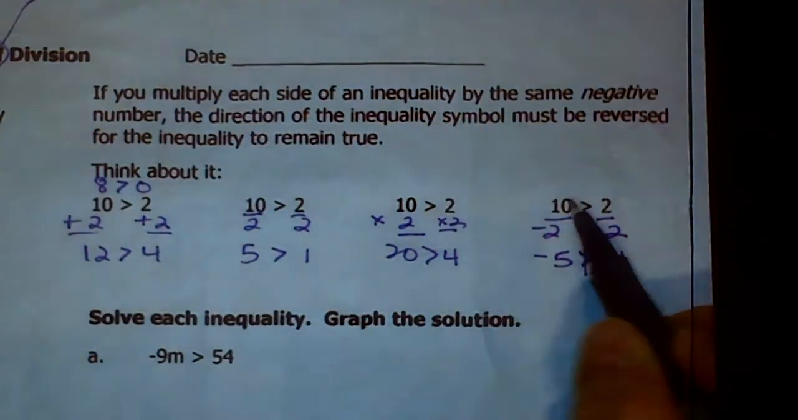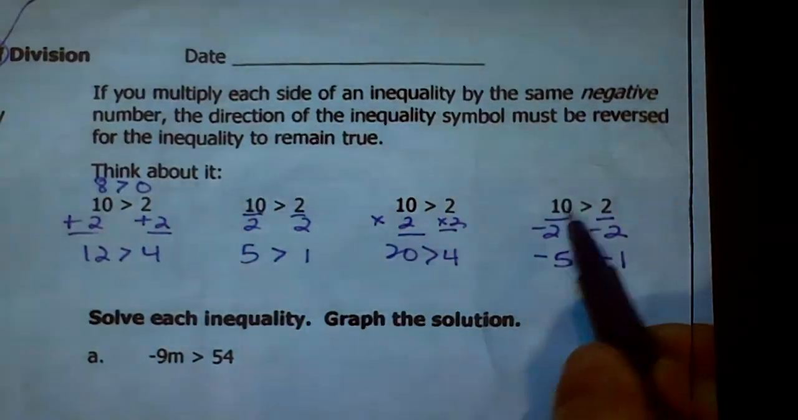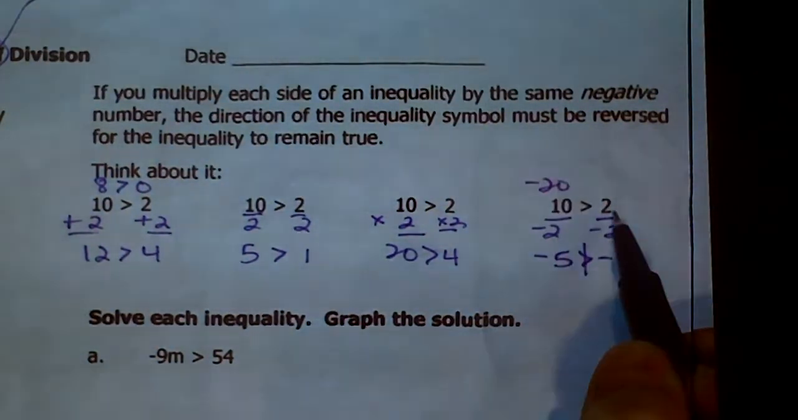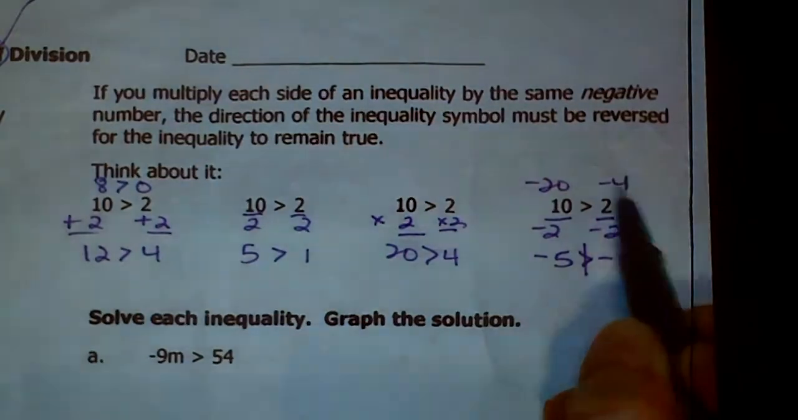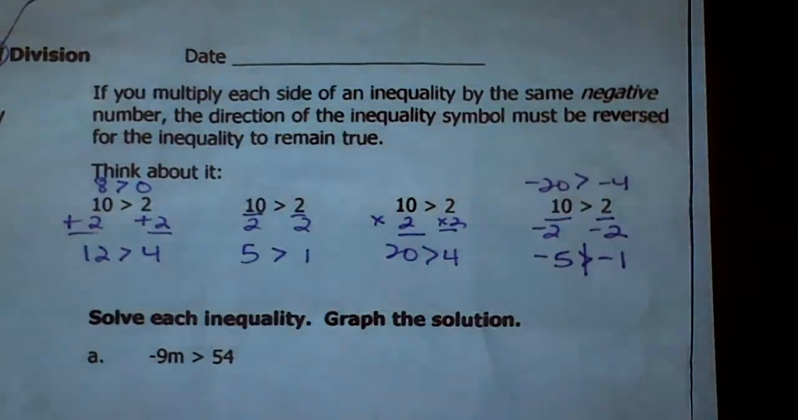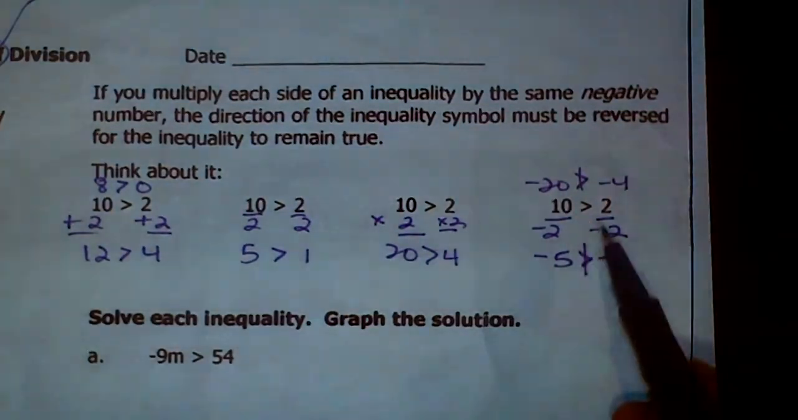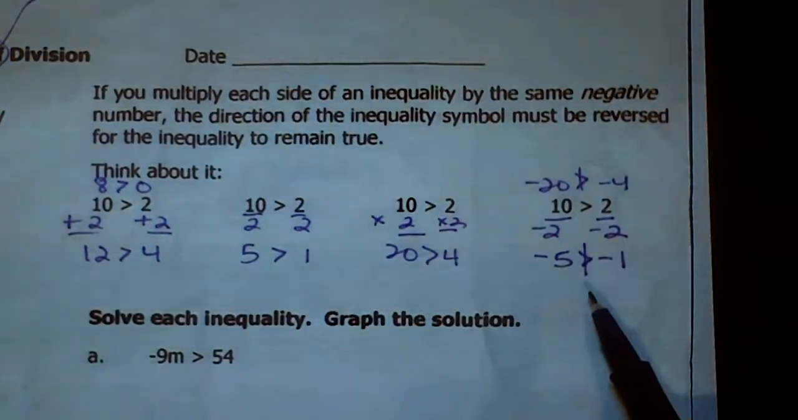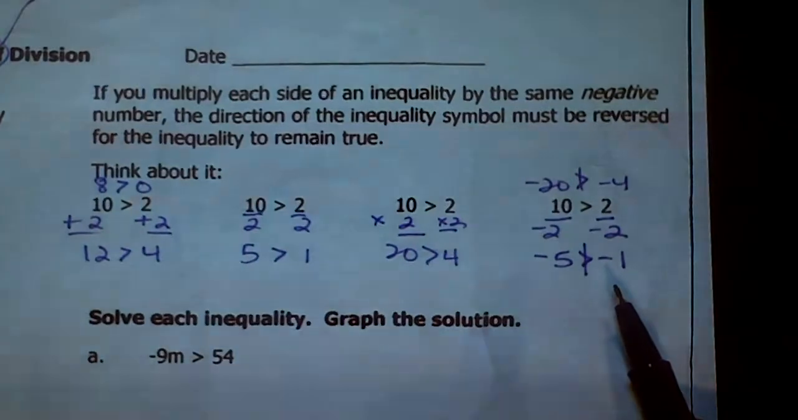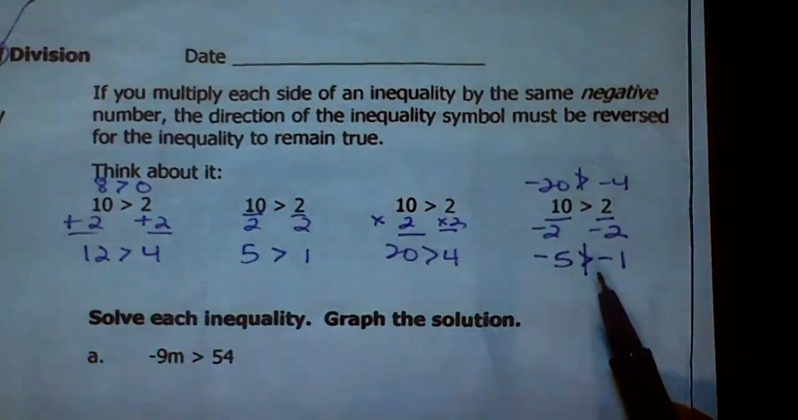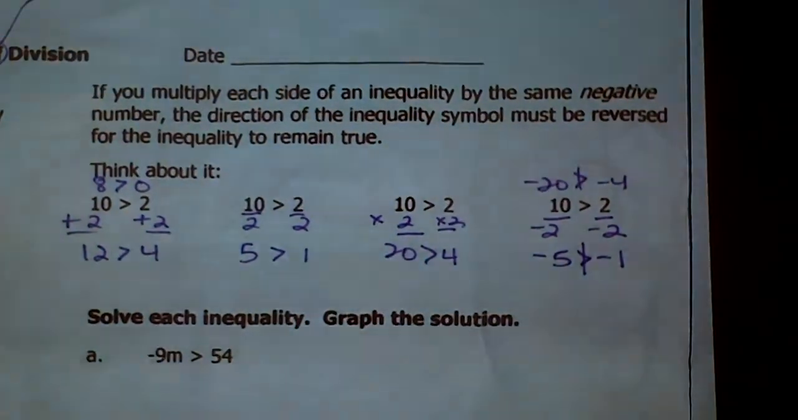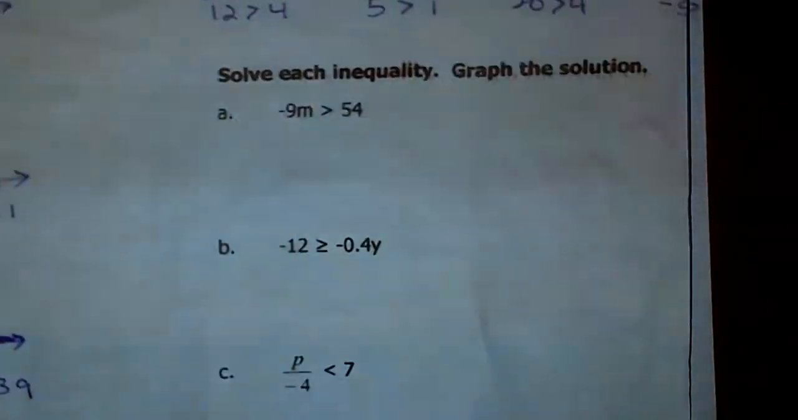Same thing if I multiply by a negative 2. 10 times negative 2 is negative 20. 2 times negative 2 is negative 4. Is a negative 20 greater than a negative 4? Nope. So, multiplying and dividing by a negative number: you're allowed to have negative numbers within your inequality, but if you have to multiply or divide each side by a negative, you have to flip the symbol at the very end of the problem. So let's try a few of these.